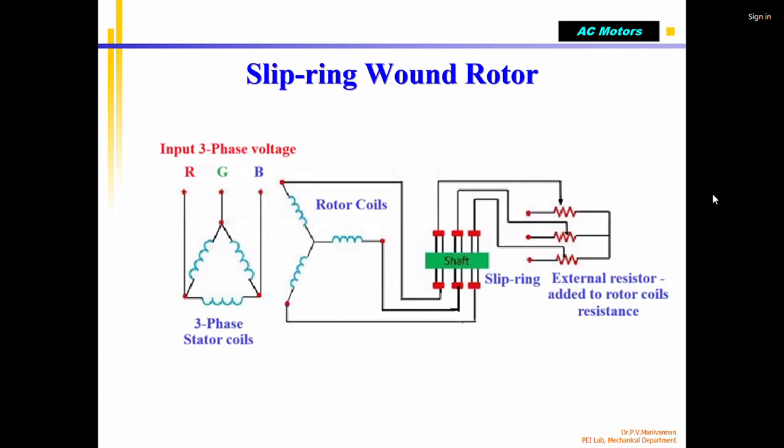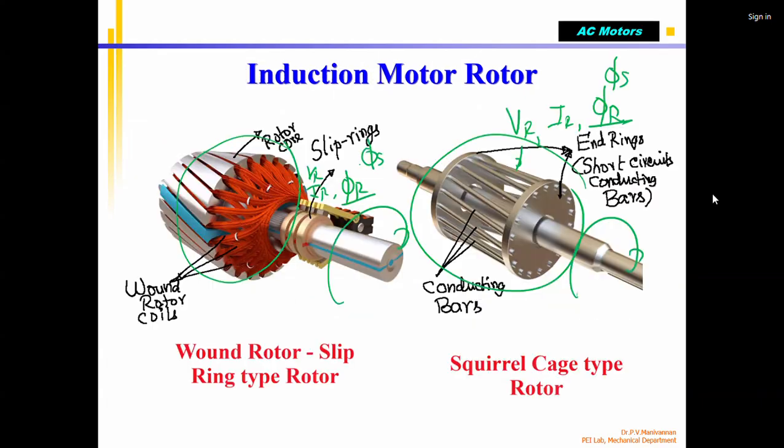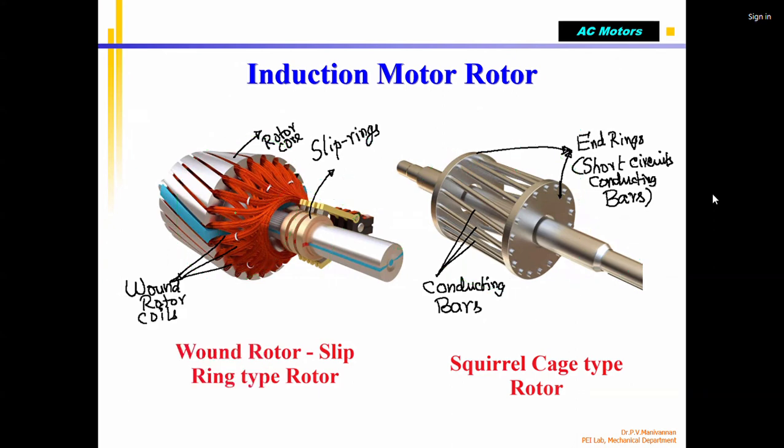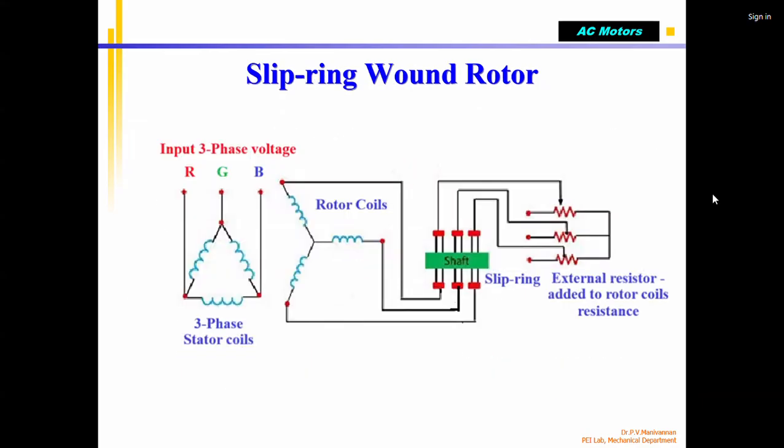Okay, no doubts. Now I showed the physical look of the rotor windings, how it looks physically. This is the image. But for the equivalent circuit, if it is a slip ring type wound rotor based IM, induction motor, please take down this schematic circuit diagram.